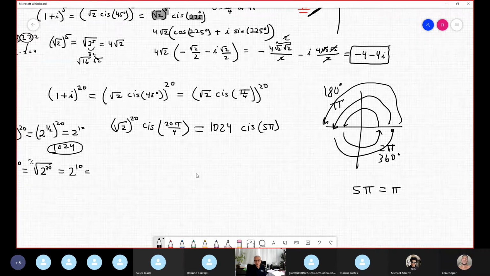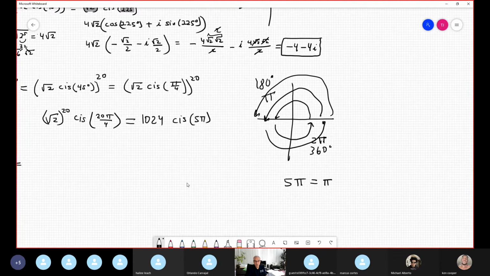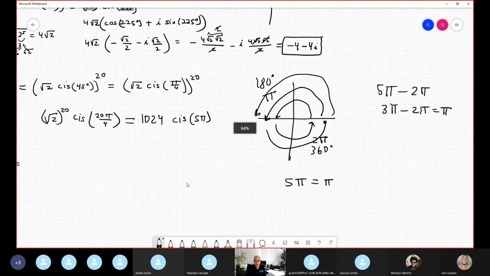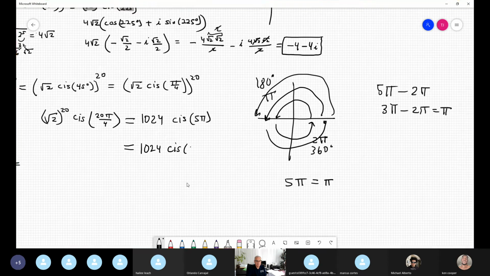Yes. Another way to understand this is, remember the idea is you subtract 2 pi, 2 pi, 2 pi. For example, 5 pi minus 2 pi is 3 pi, and 3 pi minus 2 pi is pi. Always subtracting 2 pi, because 2 pi means 1 revolution. So actually 5 pi is 2 revolutions of 4 pi, and half of the next revolution is pi. Okay, nice, I like that. So 1024 cosine plus i sine pi is equivalent.